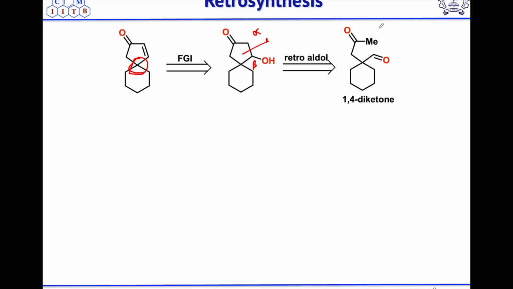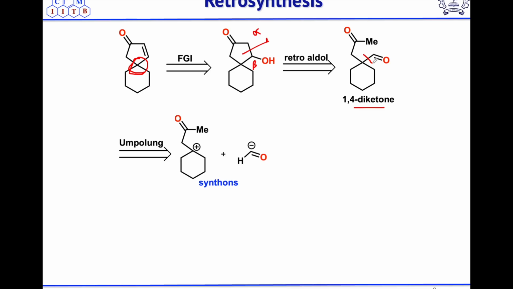So this is a 1,4-dicarbonyl compound, one ketone and one aldehyde, right? Now where could we get this from? We could get it from a C-C disconnection. If we think about this C-C disconnection, what synthons can we get? Suppose we think of this carbon as delta negative and this carbon as delta positive. So this will be the acceptor synthon, and the right side partner will be the donor synthon, right?